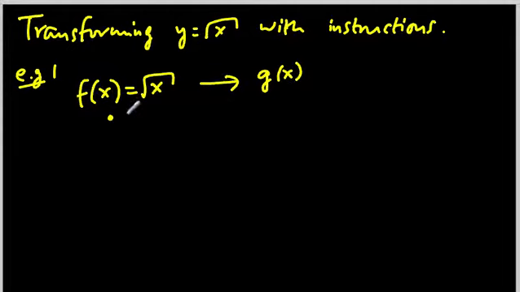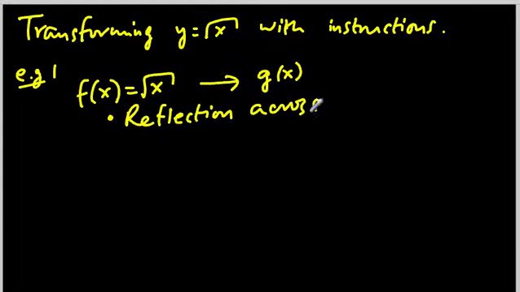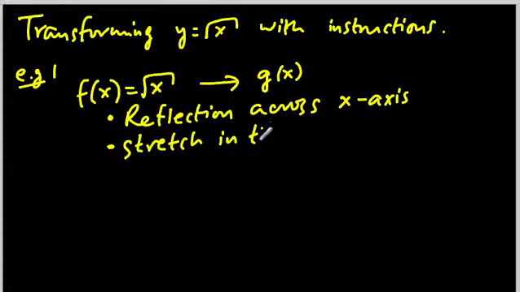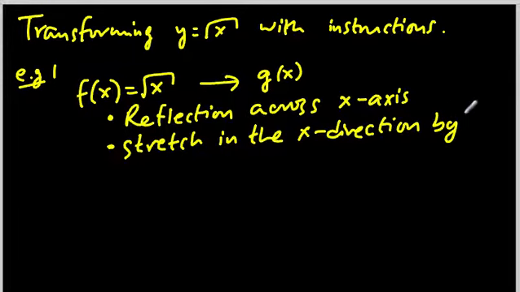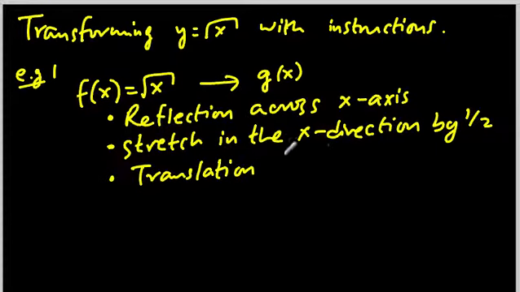And what they are is, say, a reflection across the x-axis, okay, a horizontal stretch. So maybe actually I shouldn't use the word horizontal stretch. I should say a stretch in the x direction by a factor of 1/2. And finally, a translation by (3, -4). Okay, so this is all part of the question, right?